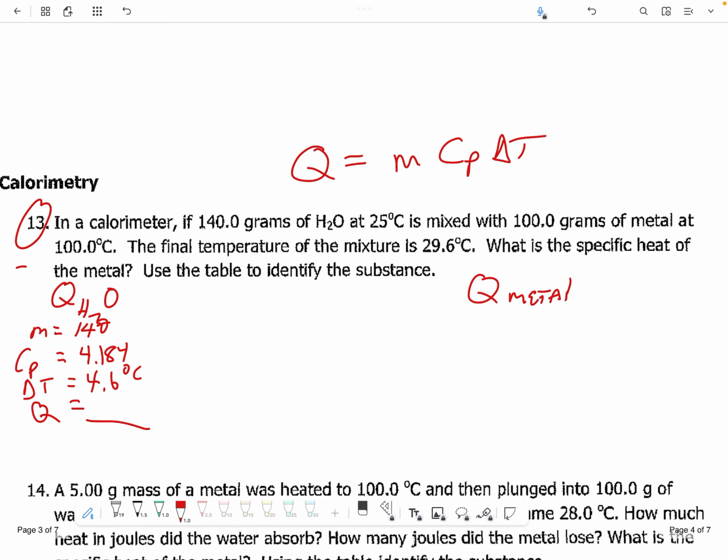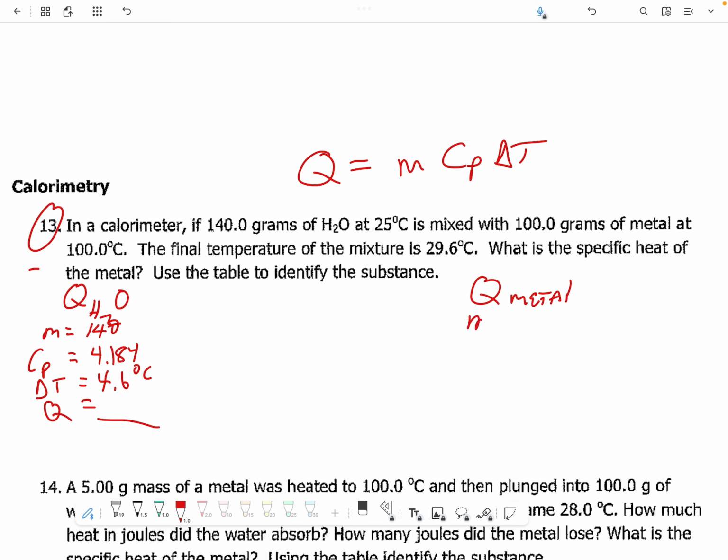But if you look at the metal over here, we can write down our variables and the values for each one of them. We have 100 grams of the metal. We have a temperature difference of 70.4, so I'll put delta T down there. And we don't have the specific heat of that yet, and we certainly do not have the Q for that. So you see we've got two variables that we cannot solve for unless we have one of them. We can't solve for the metal at all. We've got to solve for the water first.